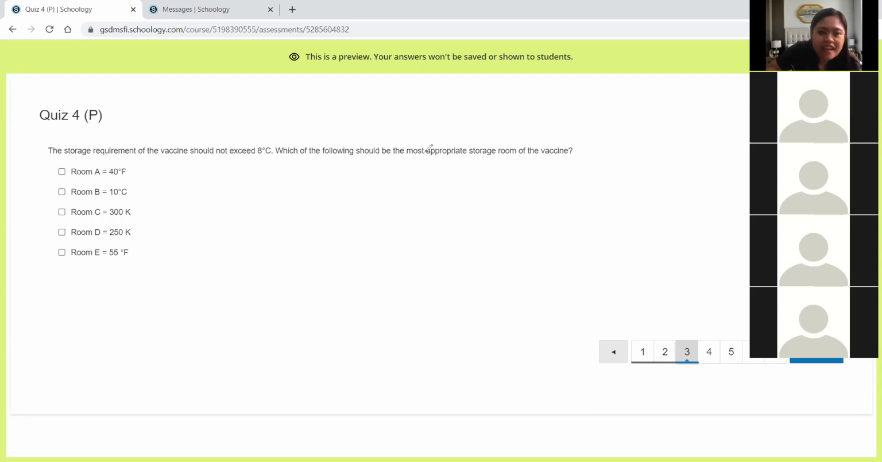Okay, let us see. The storage requirement dapat dili mag-exceed og 8 degrees Celsius. Now, ang mga given din ha na mga rooms, duha lang na diha, Fahrenheit ug Kelvin. Automatic room B should not be included kay that is already 10 degrees Celsius. Dapat dili mo lampas og 8 degrees Celsius ang storage room. So automatic inyuhan na dapat na siyang i-omit sa inyuhang choice.